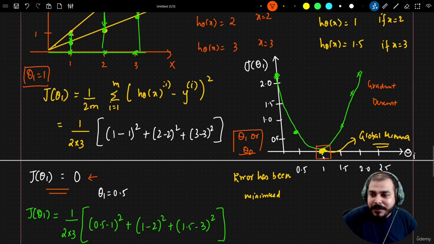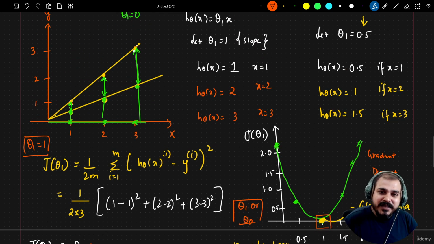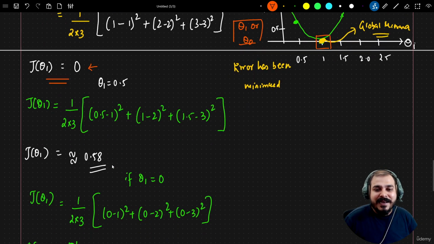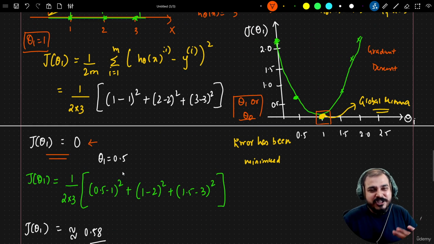Our main aim is to come up to this global minima, because when we come near this global minima, that basically means we are very near to the best fit line, because our cost function is quite minimal. But when we were trying to find our cost function, we were randomly changing our theta 1 value, which is our slope. First time I took 1, then we took 0.5, and then I selected 0. This is not an efficient technique.